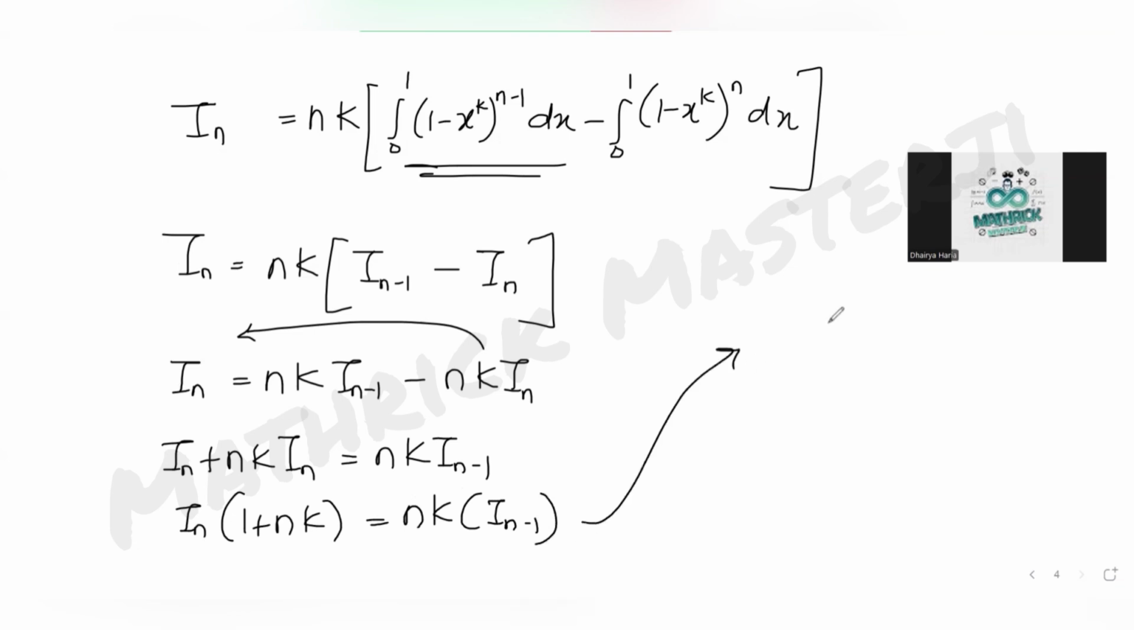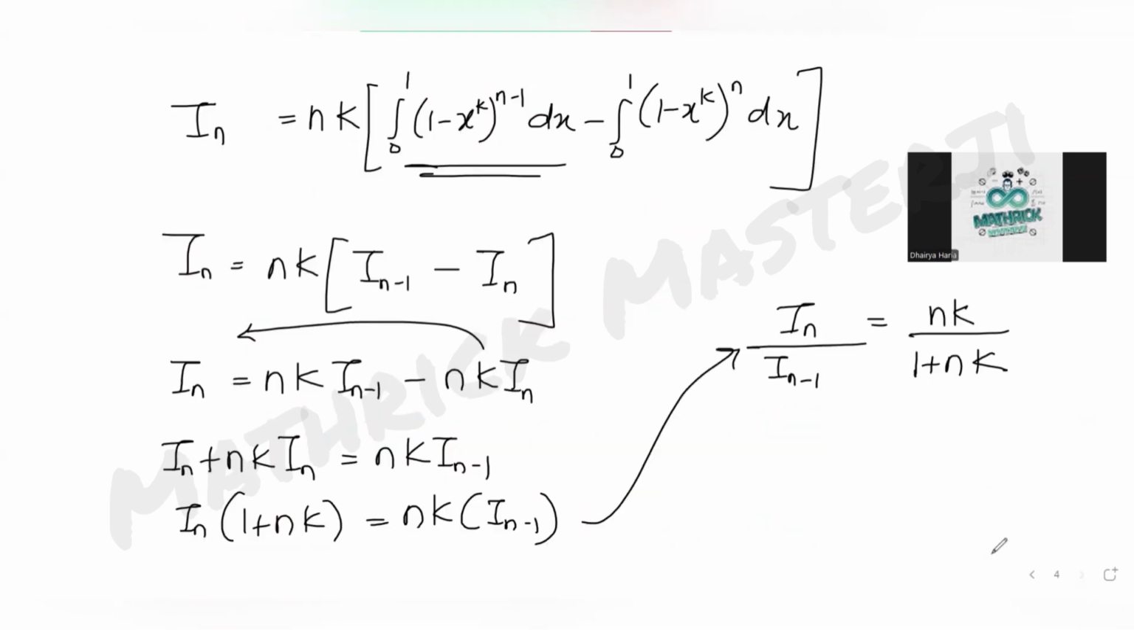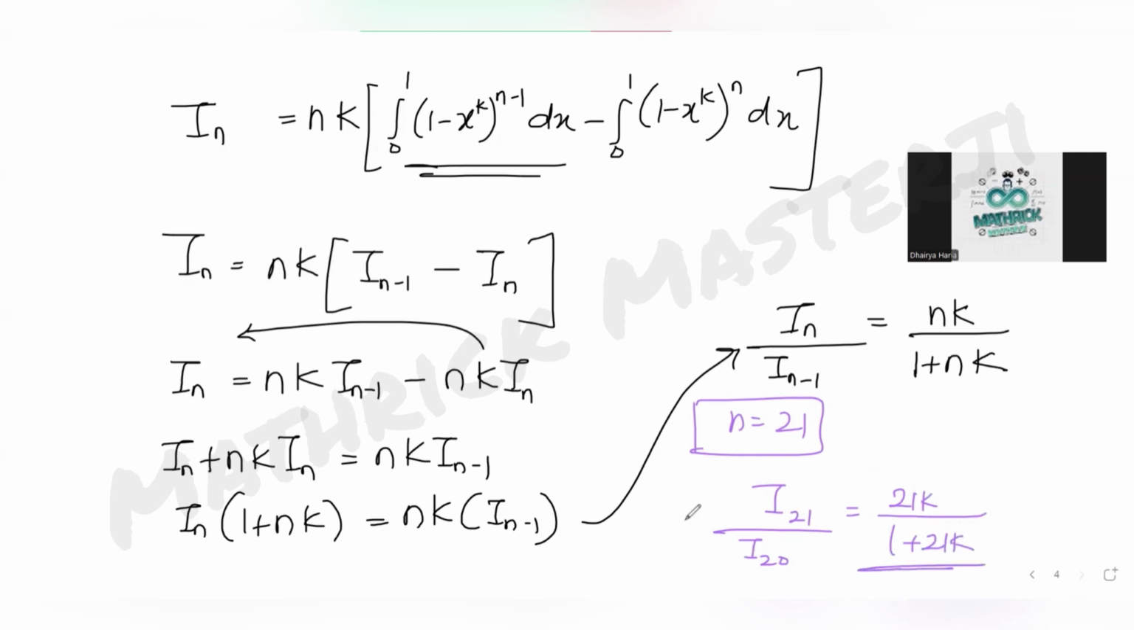So from here I get In over In minus 1 is equal to nk over 1 plus nk. Now, according to the question, you have a condition here, which is for I21 and I20. So if I put n as 21, I get I21 over I20, which is basically 21k over 1 plus 21k.